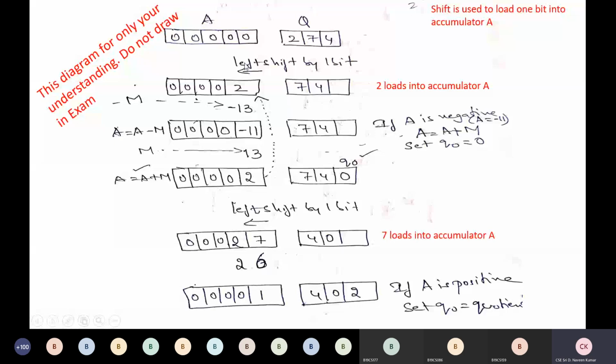So first we are doing the left shift. Next we are doing A minus M. If it is unsuccessful, we are doing A plus M. Again left shift and A minus M. If it is unsuccessful, again we are doing A plus M. So A plus M is the restore operation to get back the 2. And one more important thing we are doing is each time after doing A minus M, we are setting the Q0 bit.